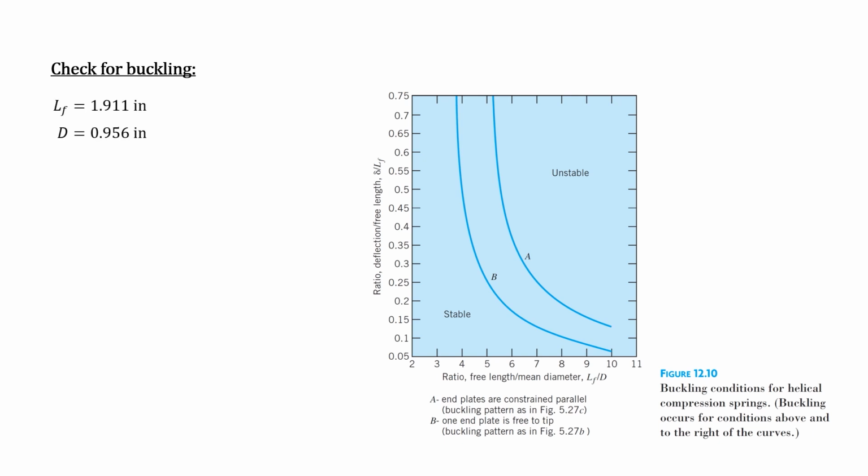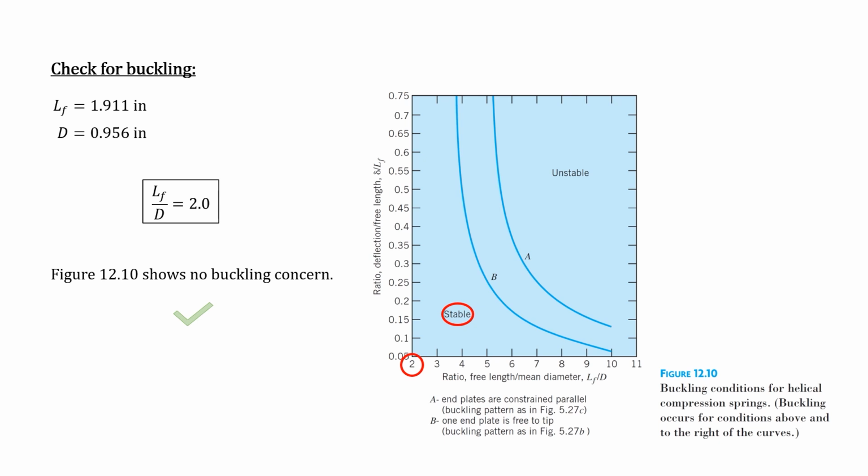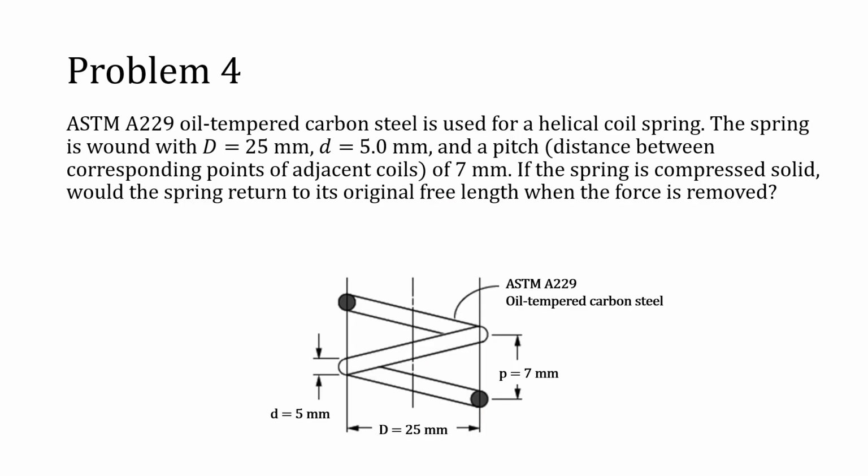So once again, finding the ratio between your free length and your diameter gives you a value of 2, which is actually on this graph. So I guess it's a little bit less stable than the first time we did this, but it's still super stable. It's barely even on this graph. So we're good. No worries for buckling here. Yeah, so that's the end of problem 3.